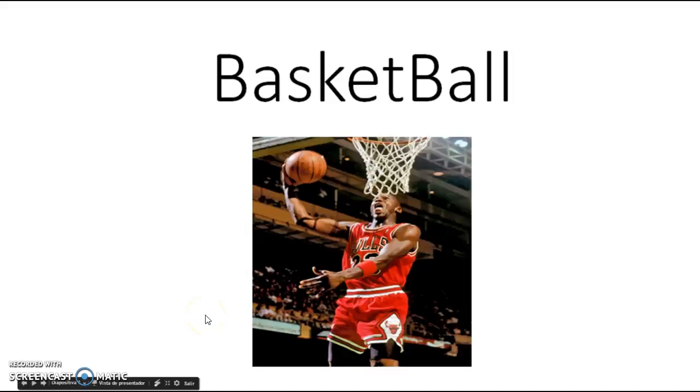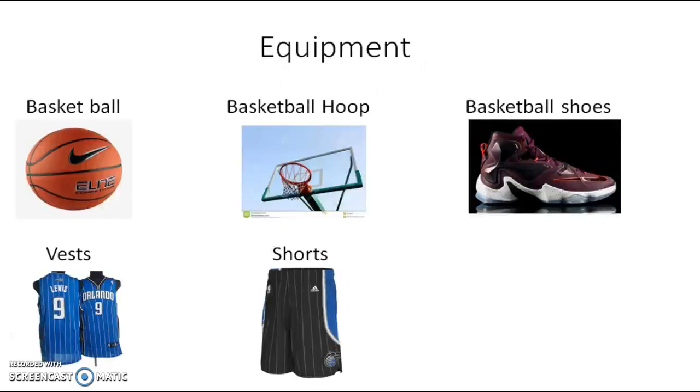I'm going to be looking at the regulations, rules, and equipment for basketball. The equipment is very simple. It's a basketball hoop, basketball shoes, vests, and shorts. Basketball shoes are very important because they have ankle support, which will help the players not injure their ankle.